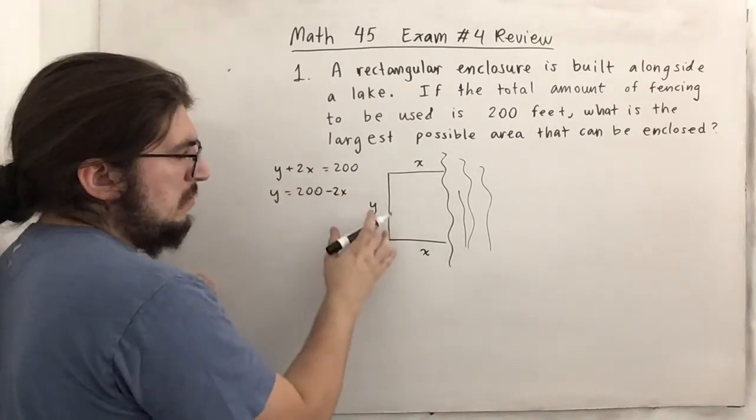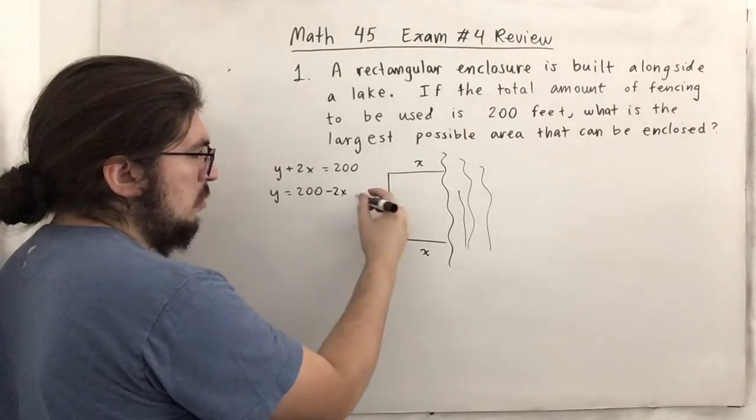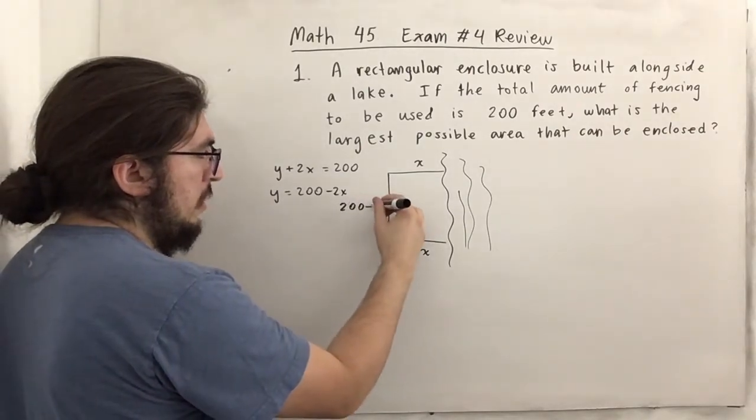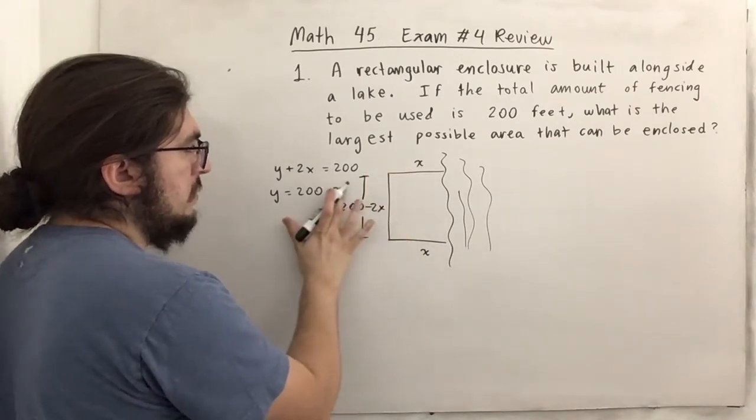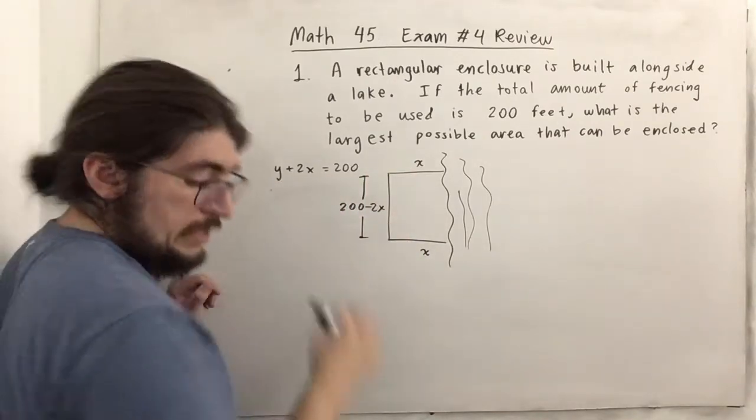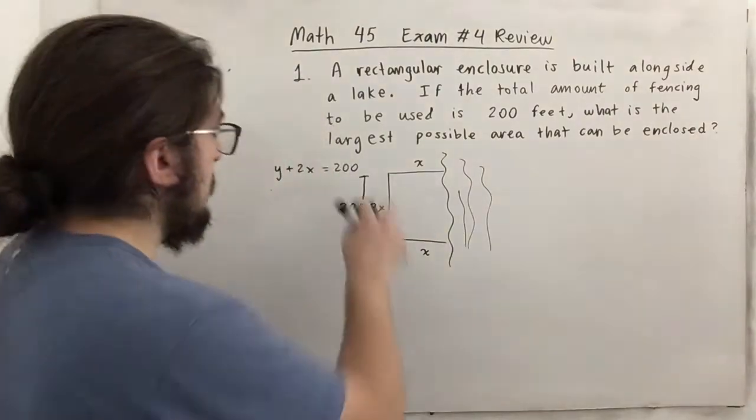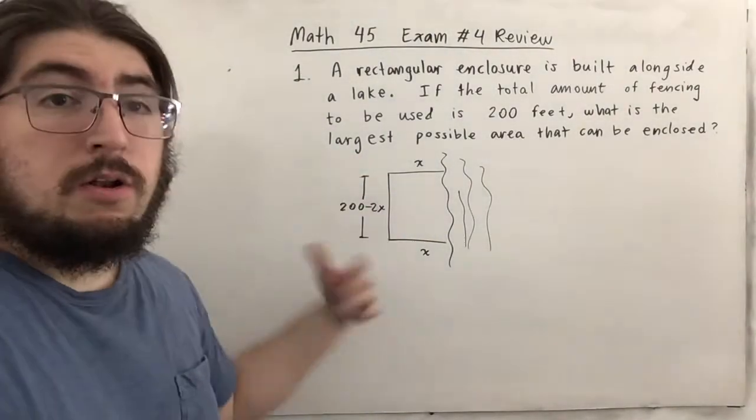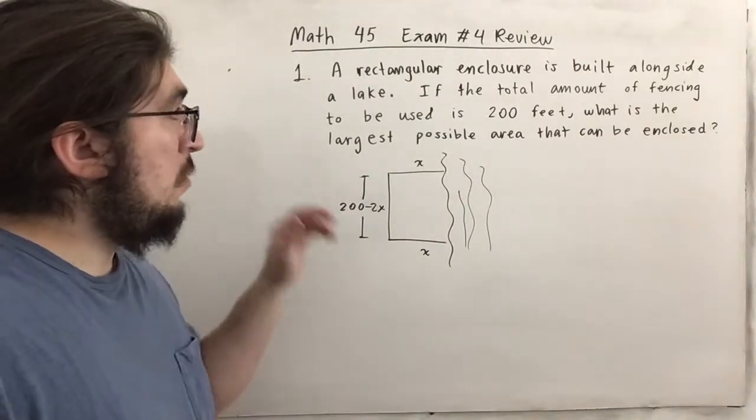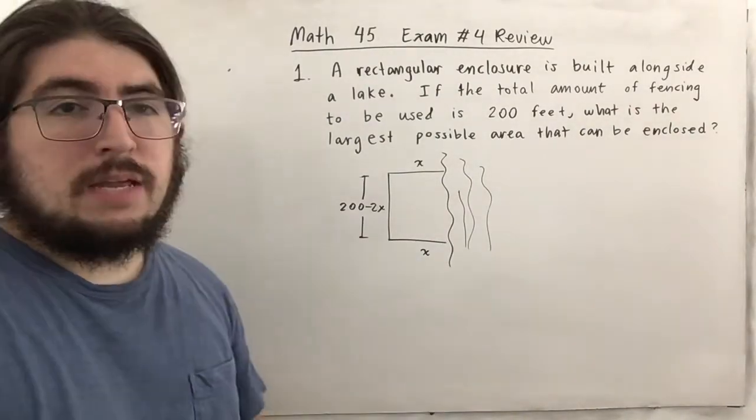So I might as well just write it like that. Instead of writing this as y, I'm just going to call it what it is, 200 minus 2x. And I'll do that. So there we go. Let me erase this. Okay. Perfect. So now what? Well, now we have the side lengths all in terms of one variable, and we're asked to find the largest possible area that can be enclosed.